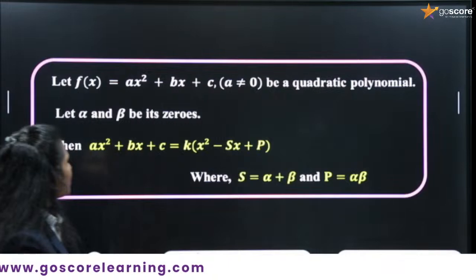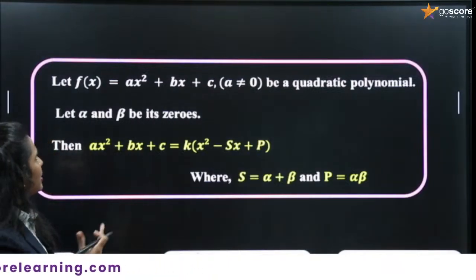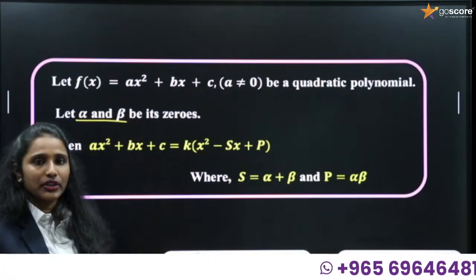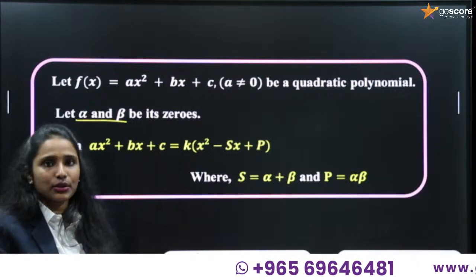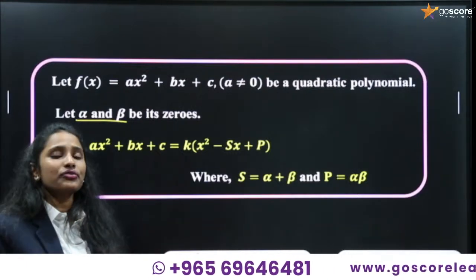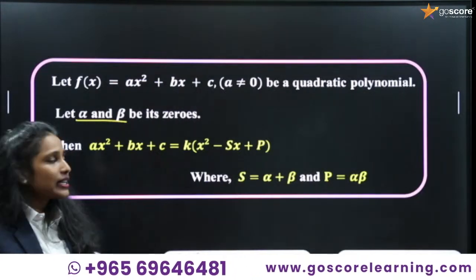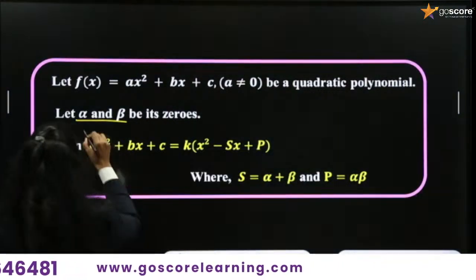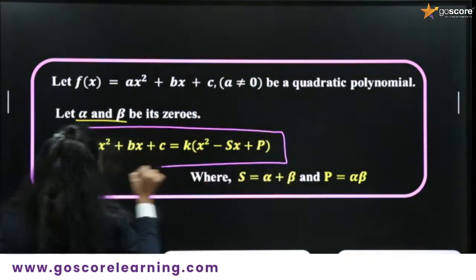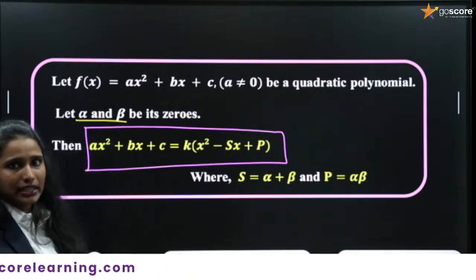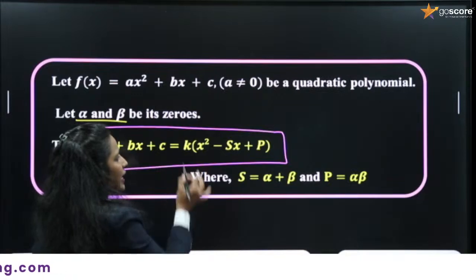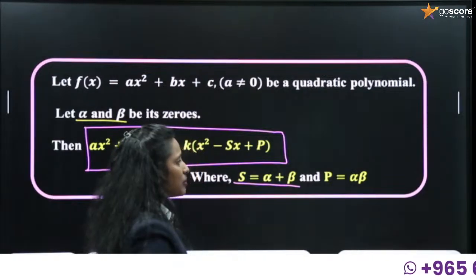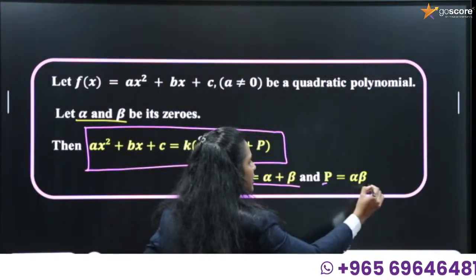Okay, so now if we have the zeros, then how can we form the polynomial? If we have the values of alpha and beta, the zeros of the quadratic polynomial, then how can we form that quadratic polynomial? This is the equation, so you have to learn this by heart. Very important. Our quadratic polynomial ax square plus bx plus c will be k into x square minus sx plus p, where s is equal to alpha plus beta and p equal to alpha into beta.